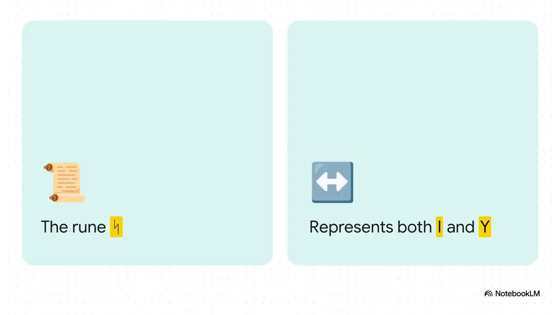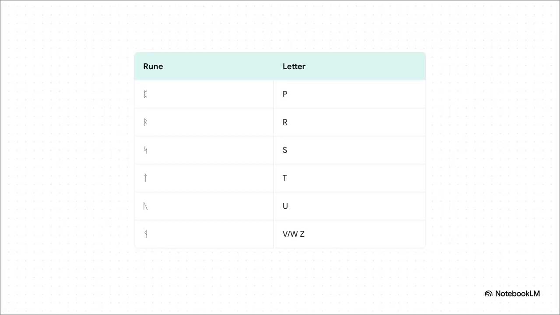So what's so cool here is that the single rune can represent two different letters, both I and Y. This kind of efficiency is actually pretty common in condensed alphabets, where one symbol can do the job of two depending on the context. Moving on to the next set, we've got P, R, S, T, and U, and they all have their own distinct runes. But then we get to that very last one on the list. It's another multitasker, and believe me, this one does some serious heavy lifting.